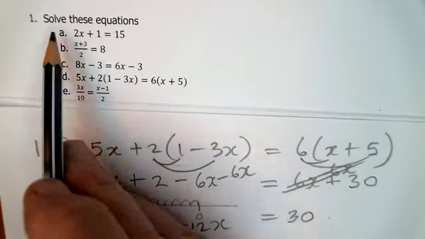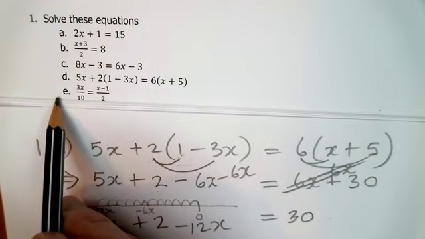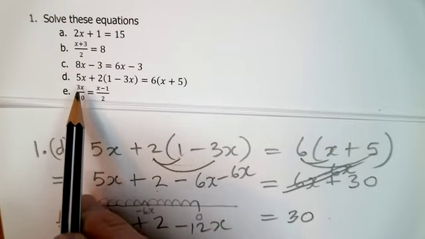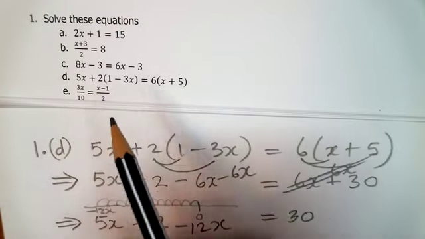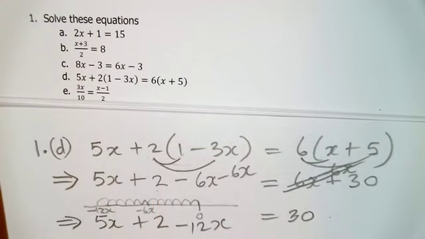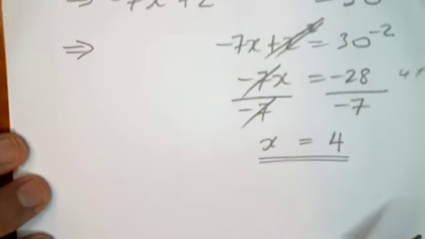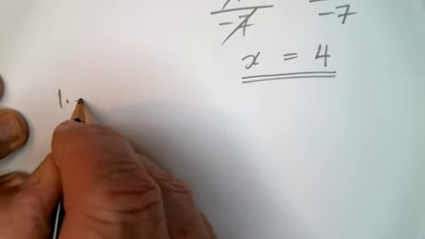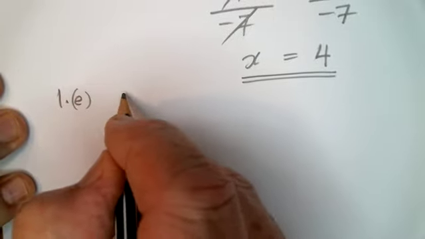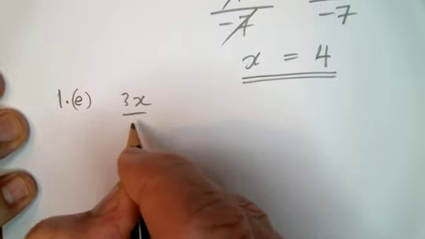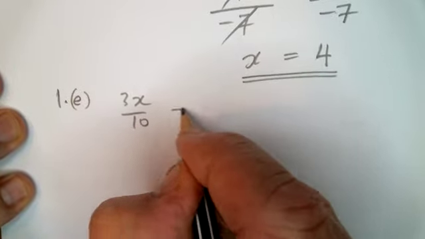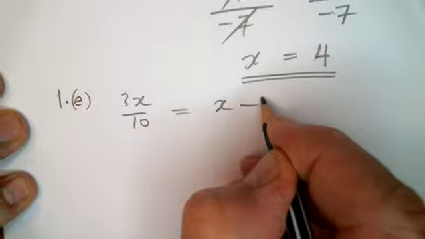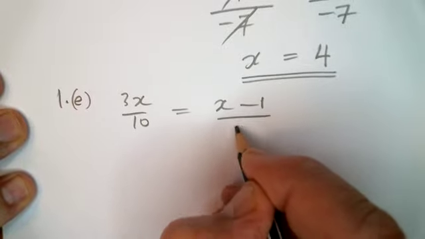Okay, we're going to solve the equations. We're doing question 1e, and we've got 3x on 10 equals x minus 1 on 2. So let's have a play with that one. I'll restate the problem. So here we go. It's going to be 1e, and I've got 3x on 10 is equal to x minus 1 on 2.